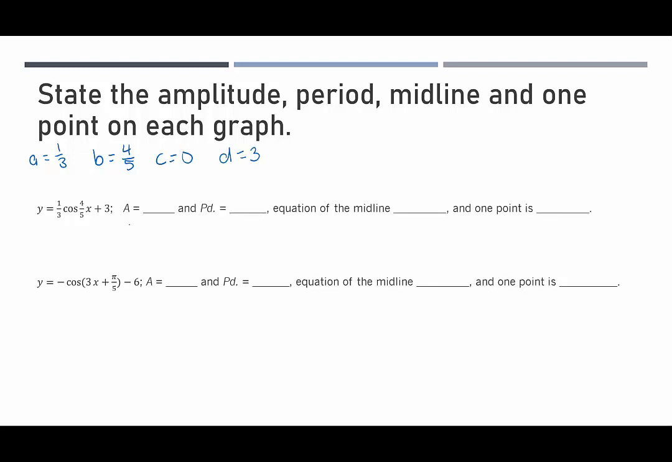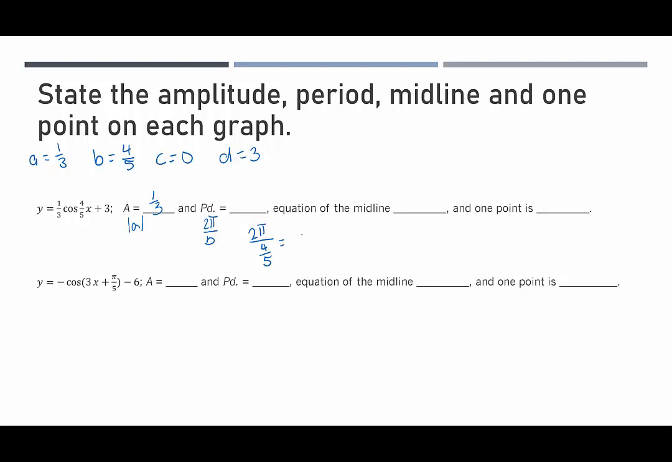Amplitude, remember how we find that? This is the absolute value of A. The absolute value of 1/3 is 1/3. The period, remember this is 2 pi over B. This would be 2 pi over 4 over 5.